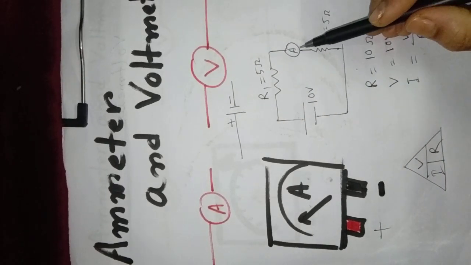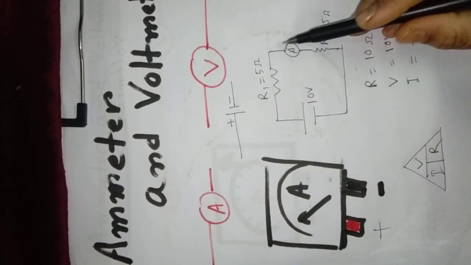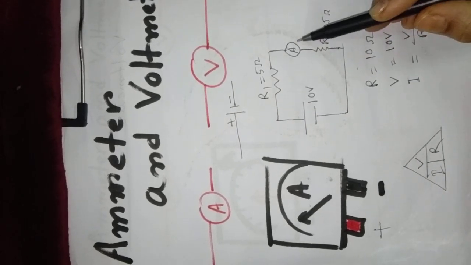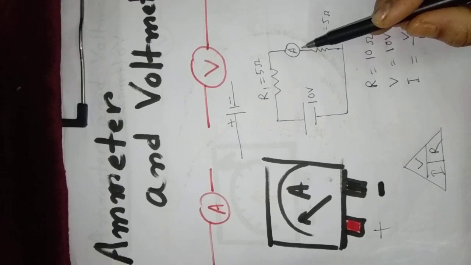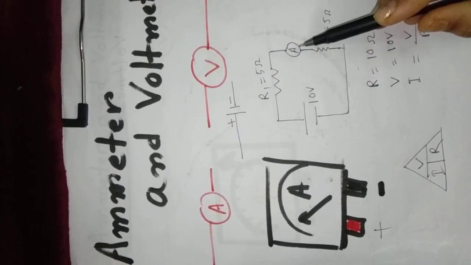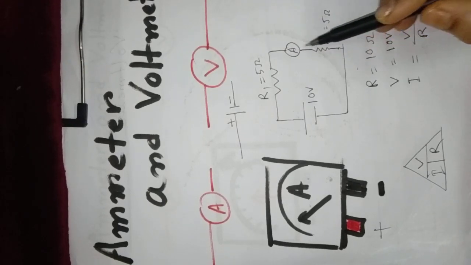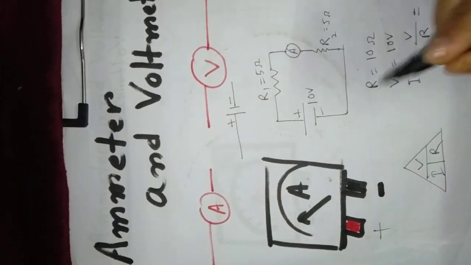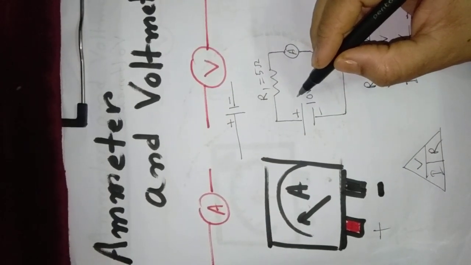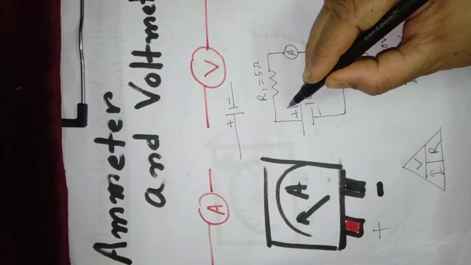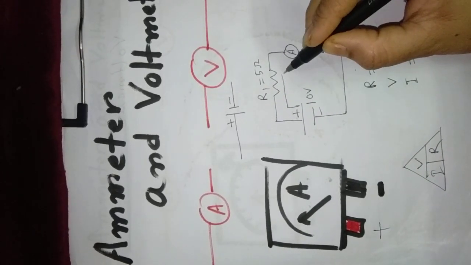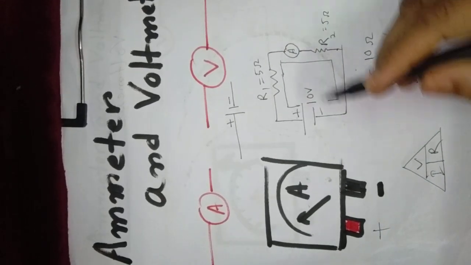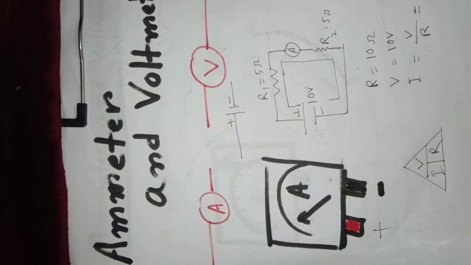That's why I have connected the ammeter in series connection, and I have already told you that there is very low resistance, nearly 0 ohm, in the ammeter. So the total current can pass through it and we can measure the current very easily, because in a series circuit the current supplied by the battery will pass through all the devices. So that's why the ammeter is connected in series connection.